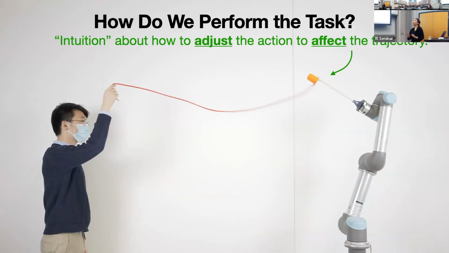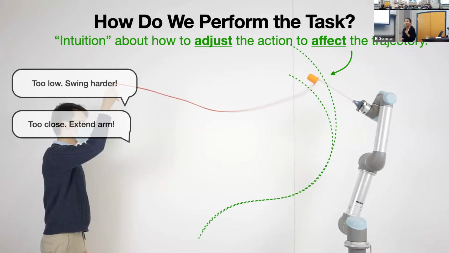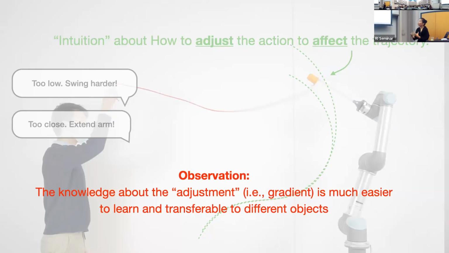So instead, I think what we are really relying on is a sense of intuition about how we can adjust our action in order to affect the trajectory or the effect of the rope. Right? So for example, we know that if we swing harder, the rope will go higher. Although we don't know exactly how much, we know the general direction. So we can rely on this kind of intuition to help us learn how to adjust our action to get closer and closer to the goal. In other words, we hypothesize that the knowledge about this adjustment, or this gradient of effect, is much easier to learn and also transferable to different objects with different physical properties.